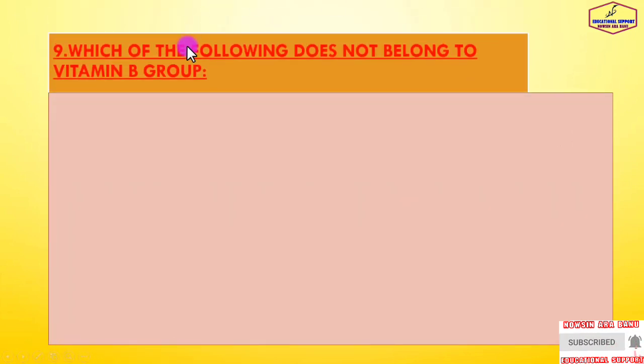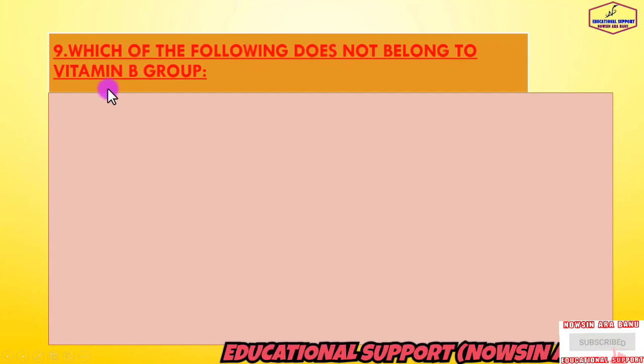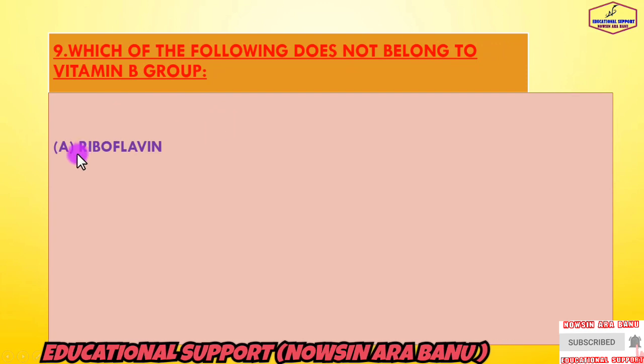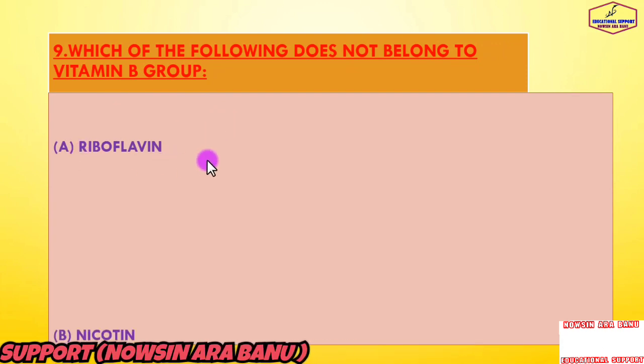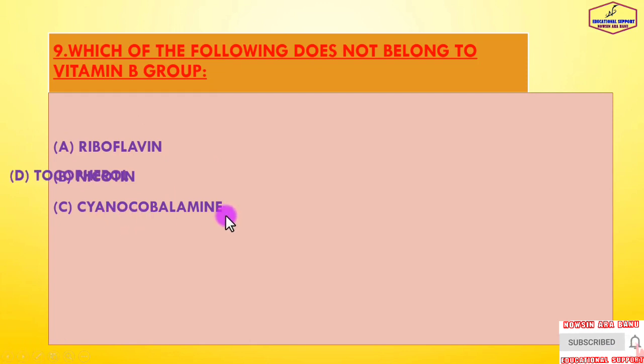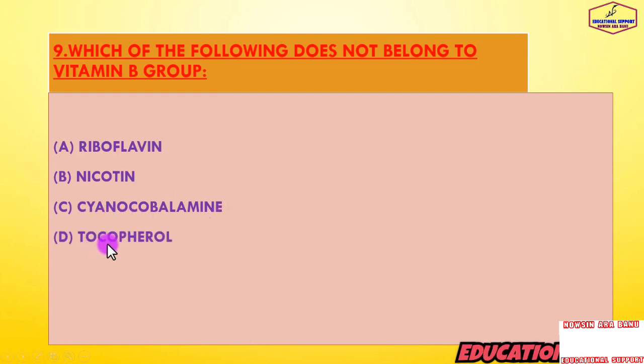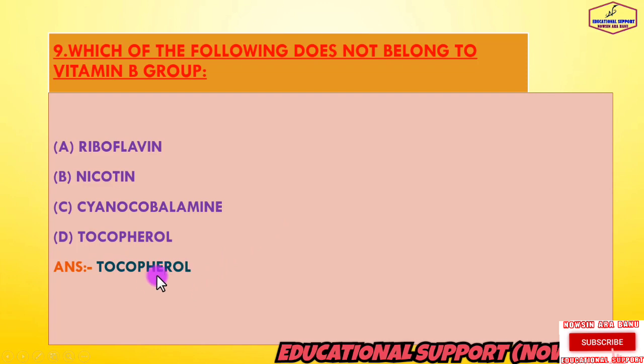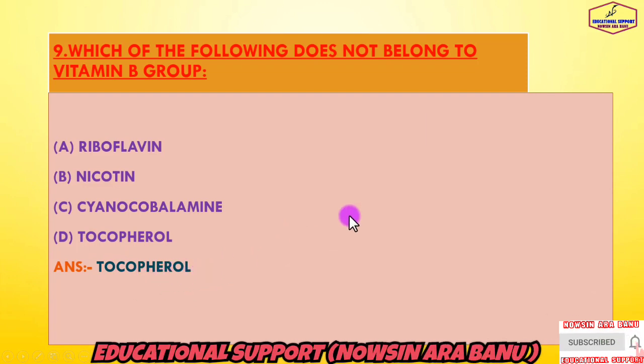On question number 9, which of the following does not belong to the vitamin B group? And the options are riboflavin, nicotine, cyanocobalamin, and the last one is tocopherol. So the answer is tocopherol.